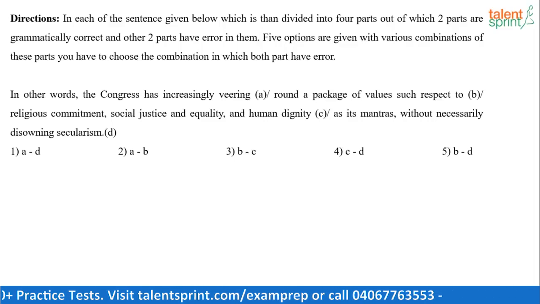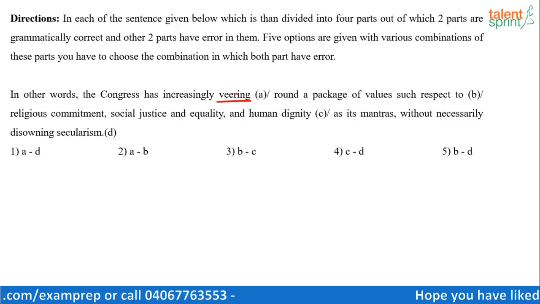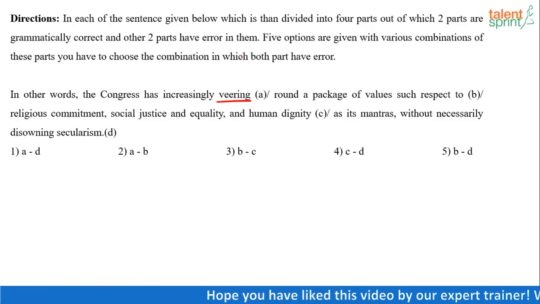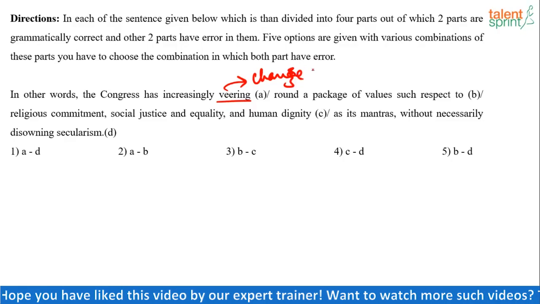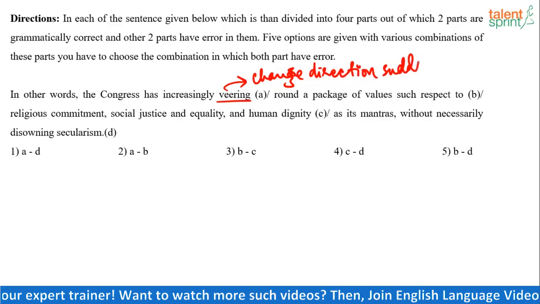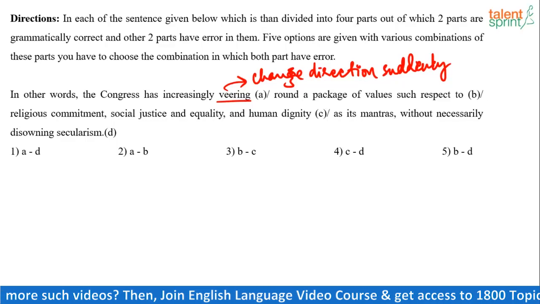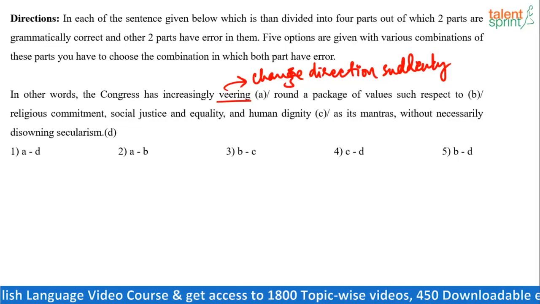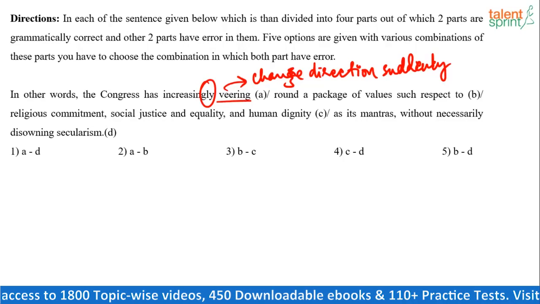In other words, the Congress has increasingly veering. What is the meaning of the word veering? Till you guys tell me that, let's move on to the next one. Okay, veering means, before you guys tell it to me, I will tell it to you, change direction suddenly. I think we have done this word as well before. Veering. Okay, in other words, the Congress has increasingly veering. Okay, here is itself the error. Most of the errors are in one for some reason.